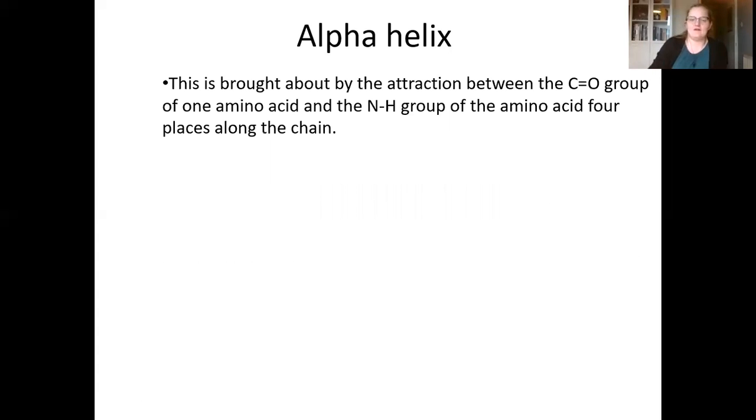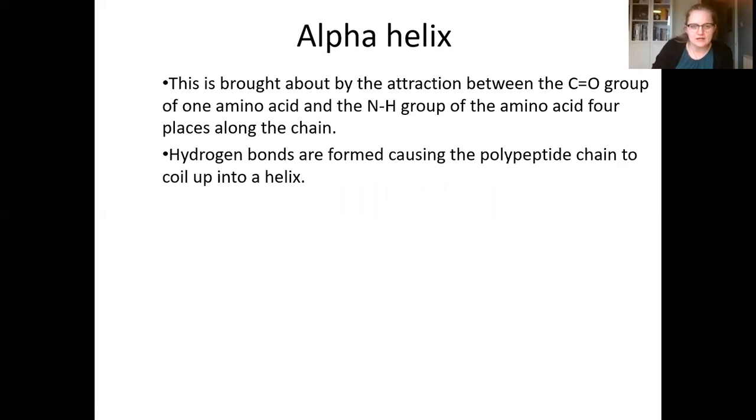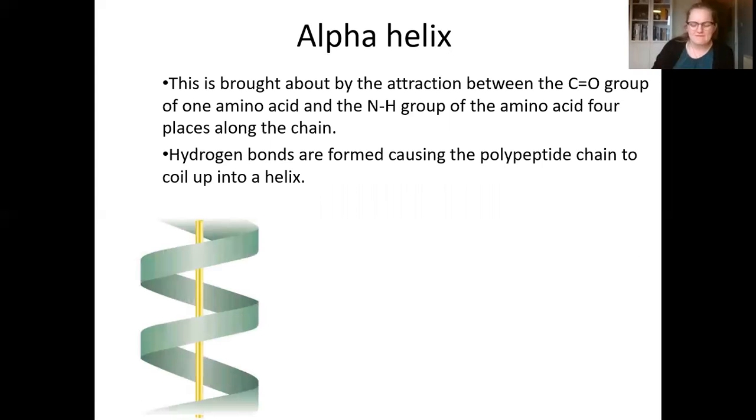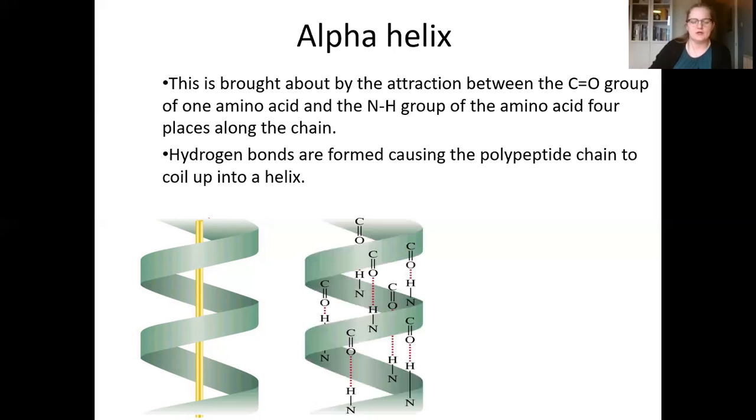So alpha helix makes this really pretty helical shape we have down here. These pictures always annoy me, there isn't actually a central column to them. They always draw them in here and I don't know why. Basically, alpha helix is brought about by the attraction between the carbon double bond oxygen on the end of the carboxyl group of one amino acid and the NH group, the amine group, of the amino acid 4 places along. So if we counted them on the chain, let's try and number them.